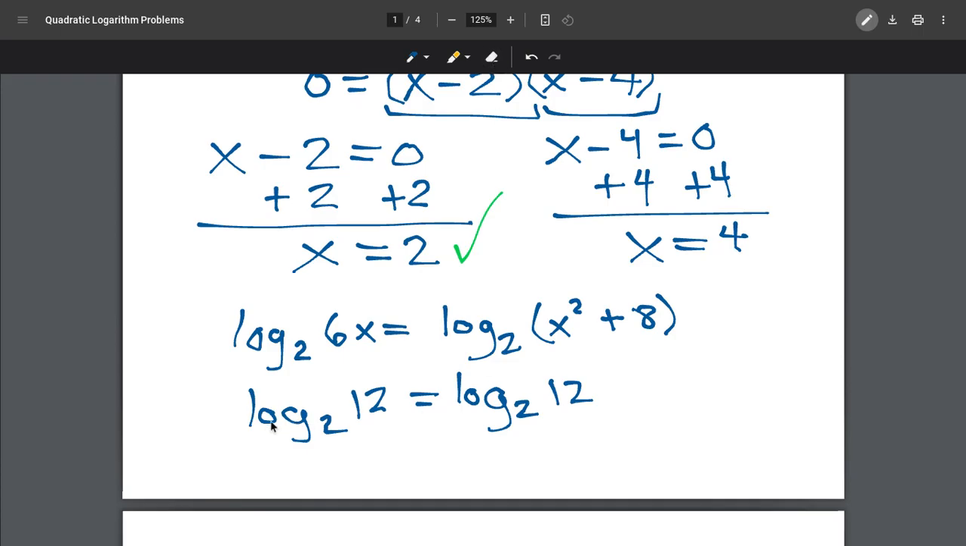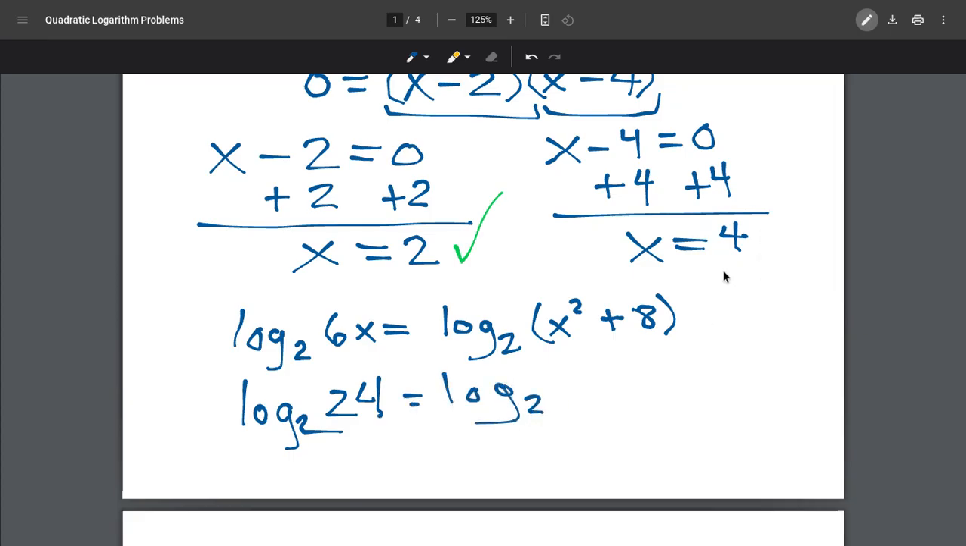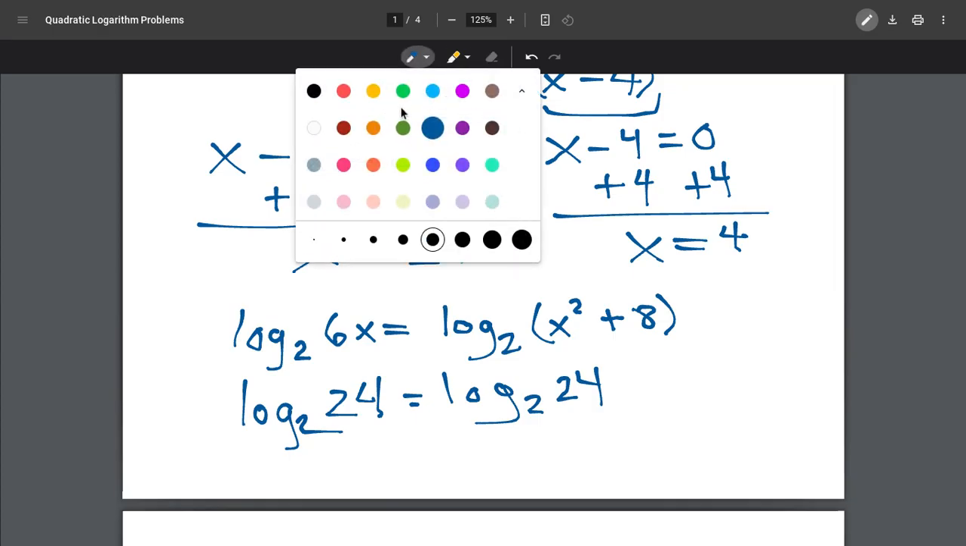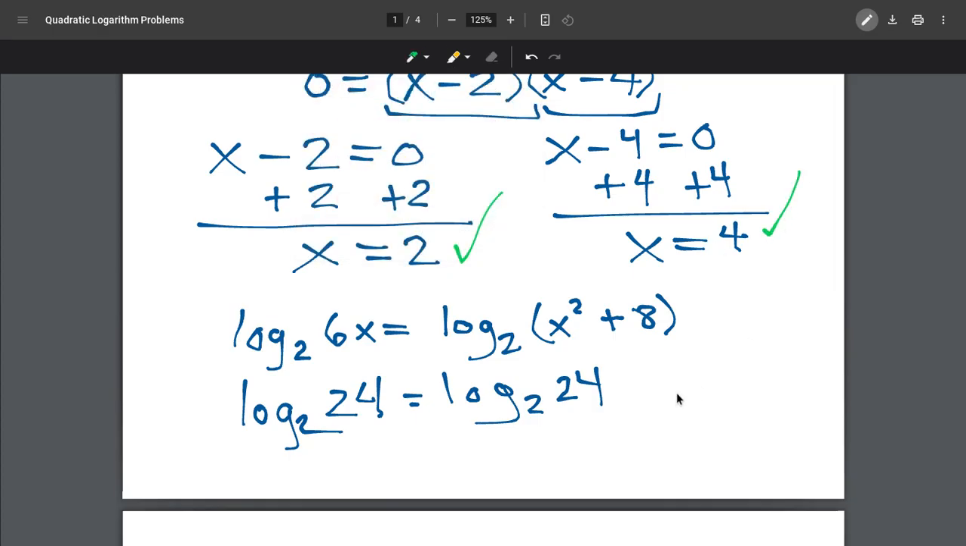All right, let's try the other one. Does log base 2 of 6 times 4, so 24, equal log base 2 of 4 squared, so 16, plus 8? 16 plus 8 is 24. So that one is also a winner. So the two solutions are x equals 2 and x equals 4 for this first problem.